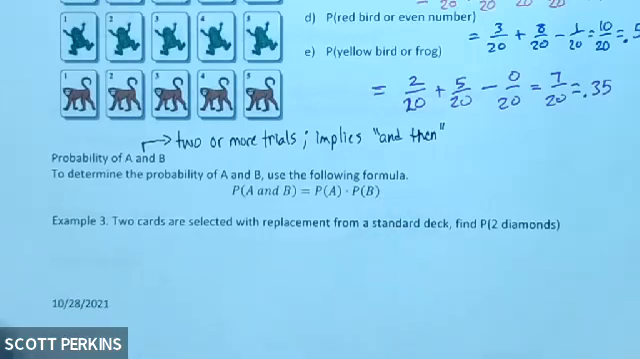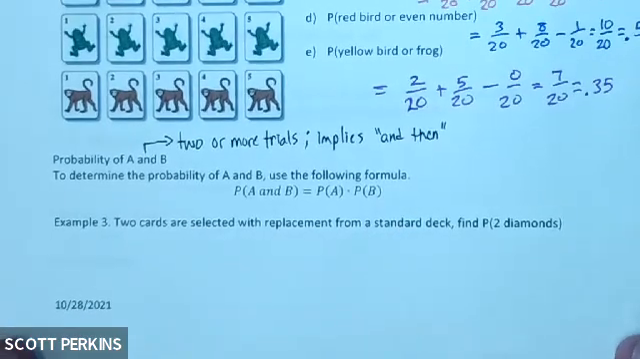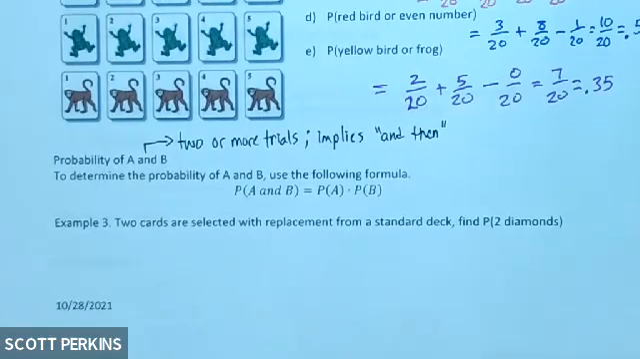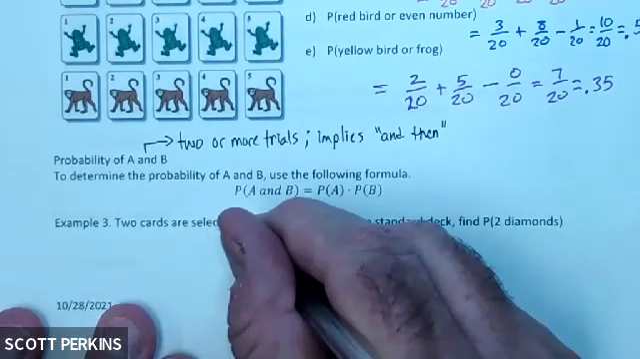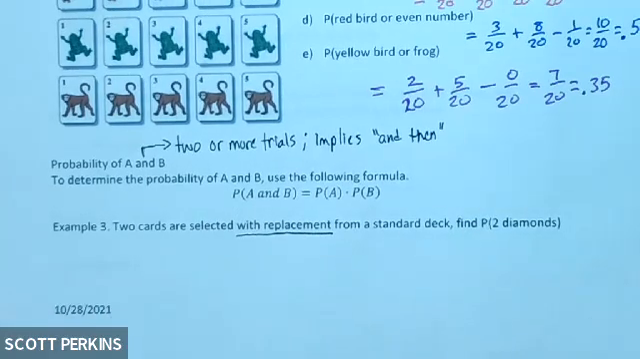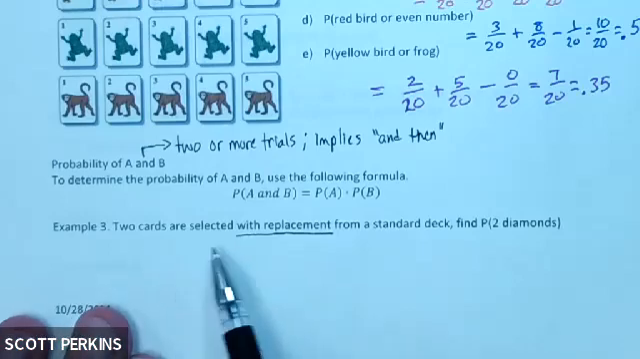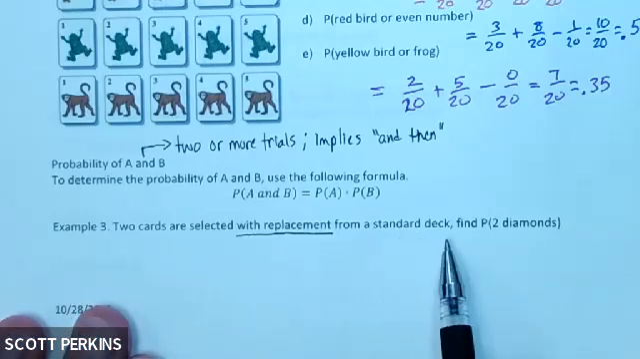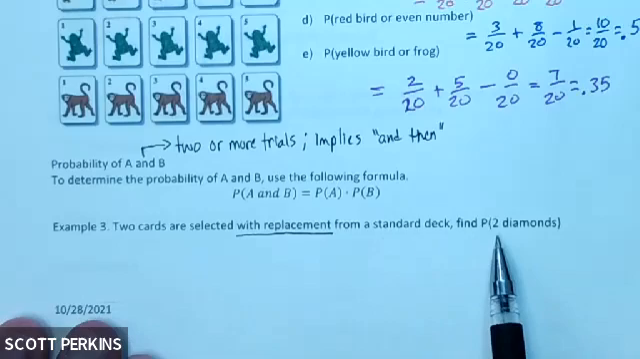So here's my example down at the bottom of the page. I'm going to do this one. It says two cards are selected with replacement. I'm going to underline that, making sure I'm reading well. Let me just call timeout. When I tell you that I'm drawing two cards with replacement, that means after I pull the first card, what am I doing? Putting it back. It can be selected again, okay, with replacement. So two cards are selected with replacement from the standard deck. Find the probability of two diamonds.